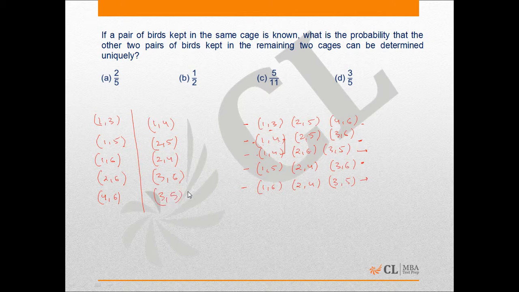So the probability that the other two pairs of birds kept in the remaining two cages can be uniquely determined will become 5 over the total number of cases, which is 10. So it will be 5 upon 10, that is 1 upon 2.